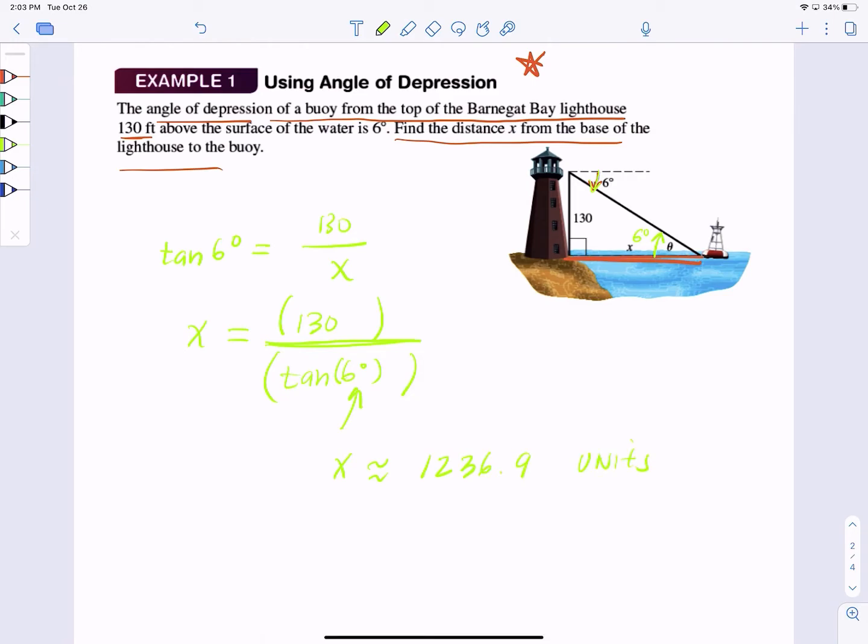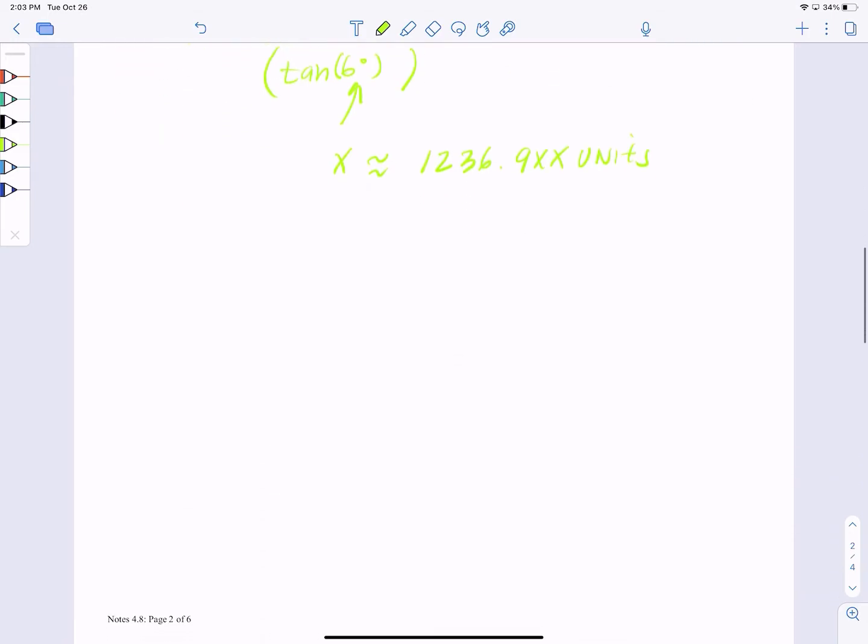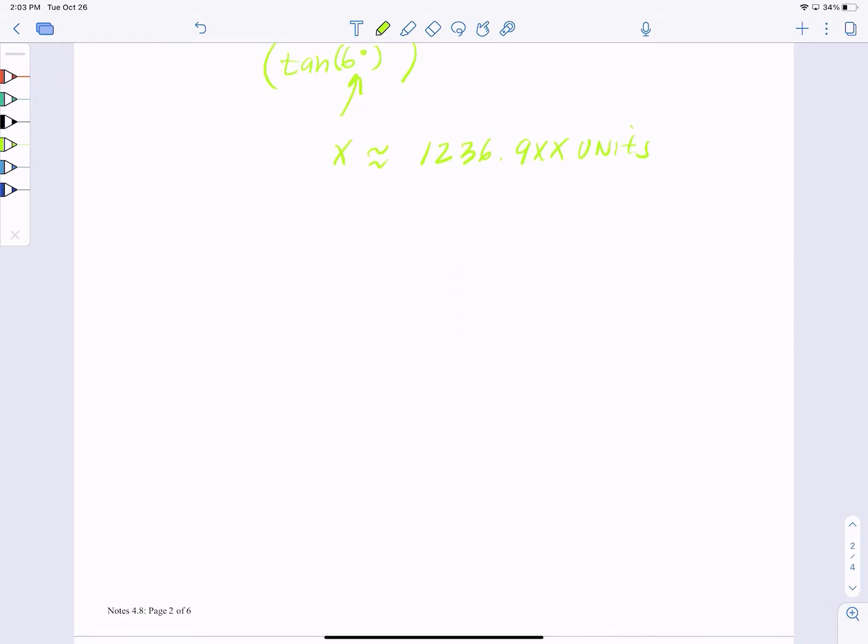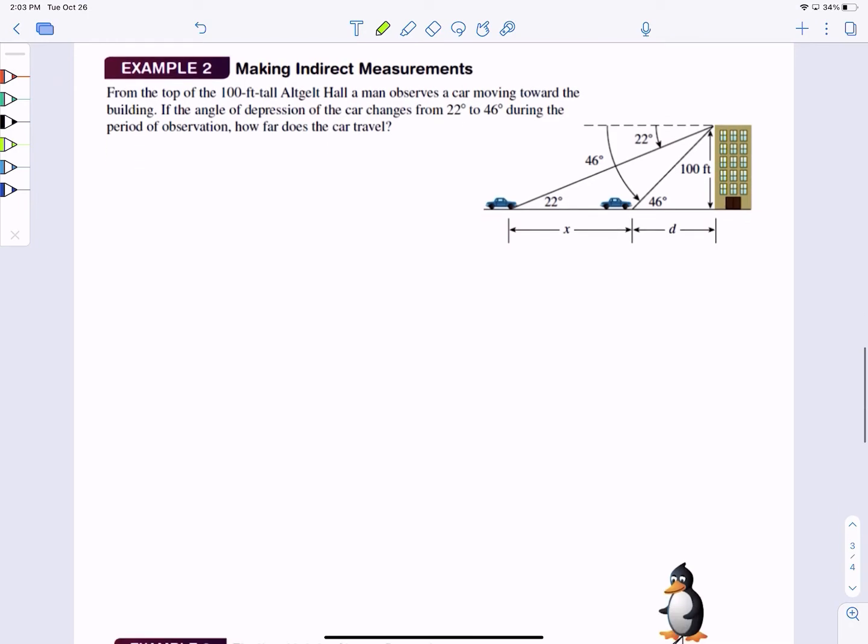Okay? I'm sure it's a fixed 3, okay? Always. Well, let's move on to the next example. I feel like if you can stop the video and try it on your own, that's okay with me too. This next one here, making indirect measurements, is also a pretty good one.